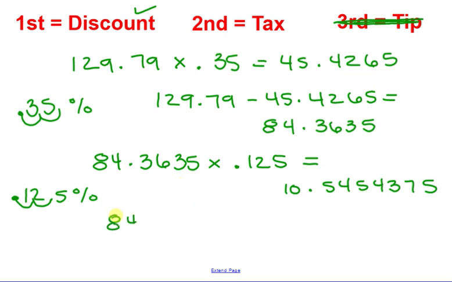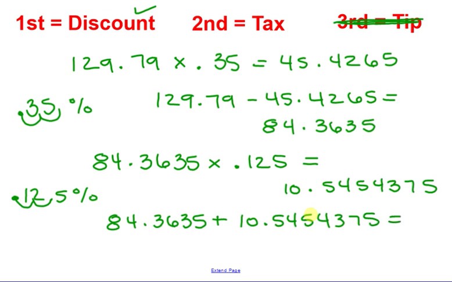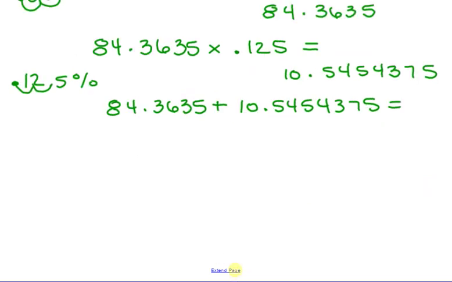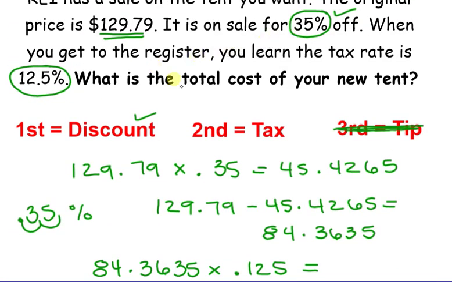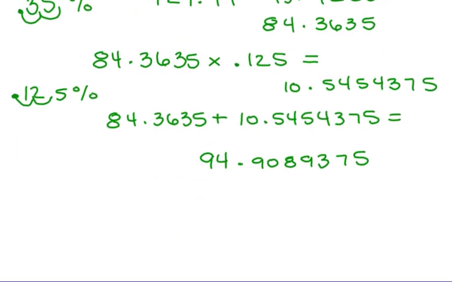So 84.3635 plus 10.5454375. Add those up. You're going to get 94.9089375. Now, double check. We took care of our discount. We just took care of our tax. We're done and we're ready to round.